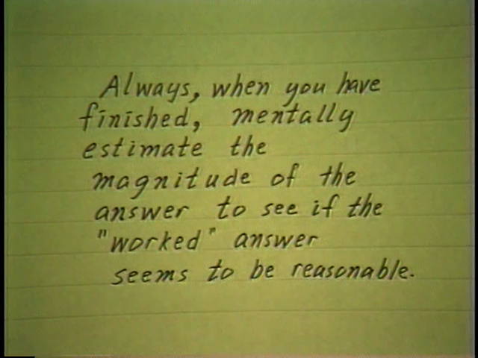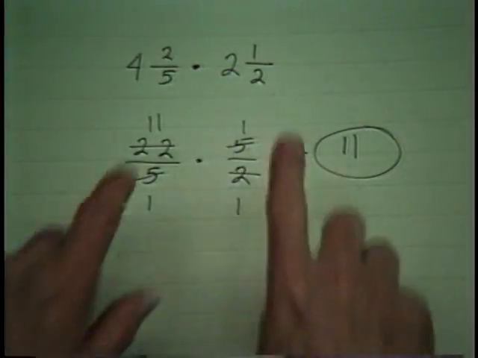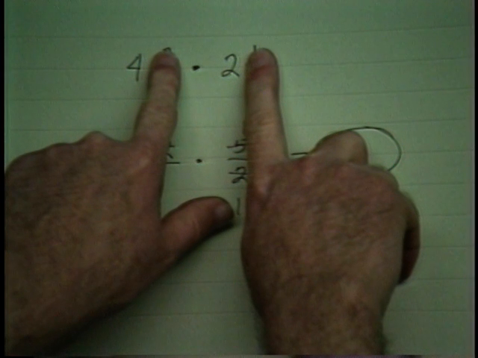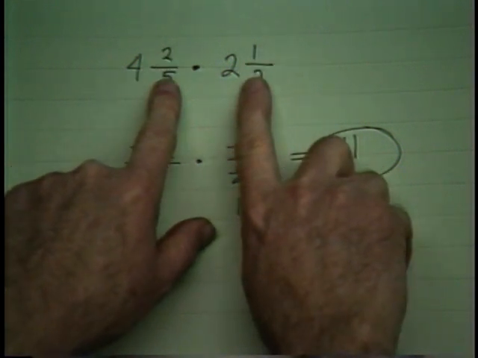Now, just a note, always when you have finished, mentally estimate the magnitude of the answer to see if the worked answer seems to be reasonable. That will not only let you quickly catch gross errors, but it will help you to greatly increase your own number sense. And that's something that's very necessary. So back to our problem. If the fractions weren't there, that would be 4 times 2, which is 8. So our answer has to be greater than 8.